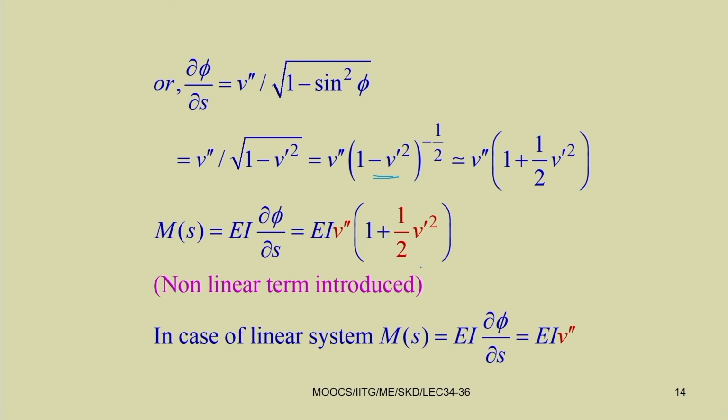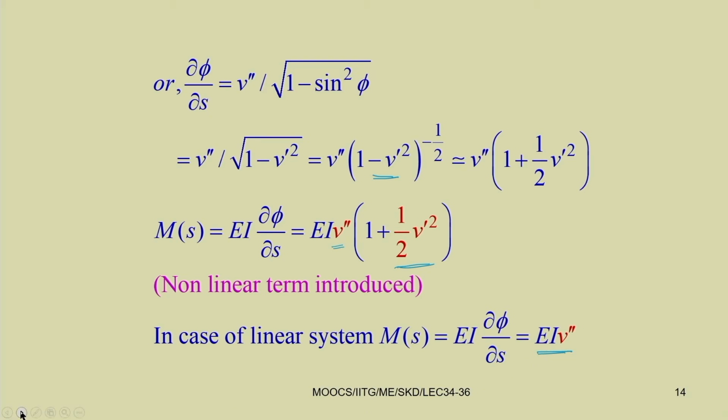You just see, we have introduced this nonlinear term as it is a product of v dash square into v double dash. The second term is the nonlinear term. In the simple Euler-Bernoulli beam equation, we used to write M s equal to E I del square v by del s square, or E I v double dash, but here we are using this additional term, that is v double dash into v dash square divided by 2.